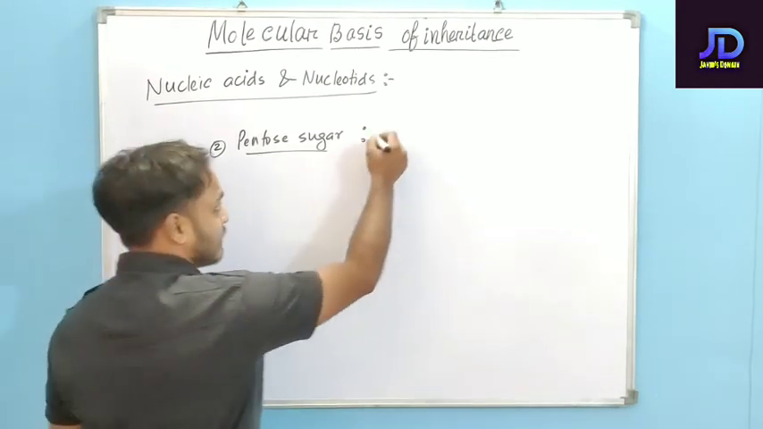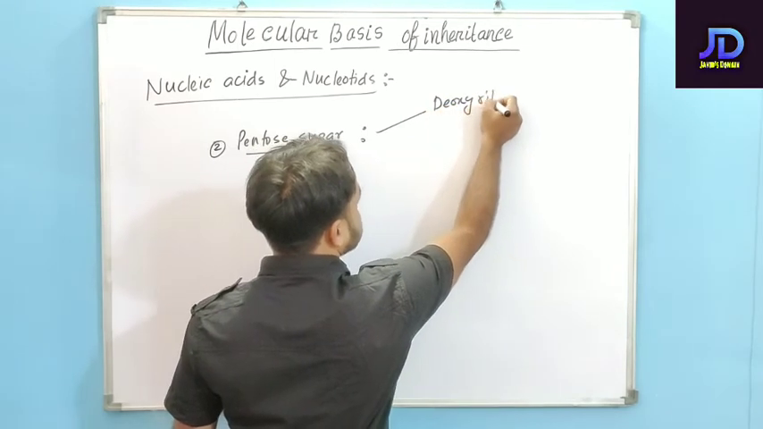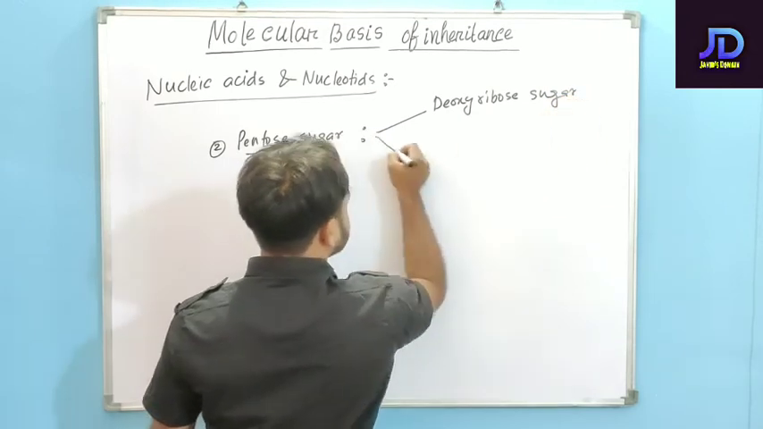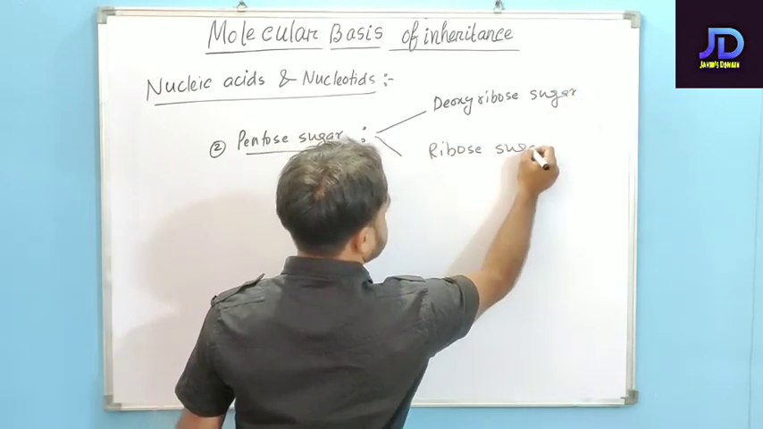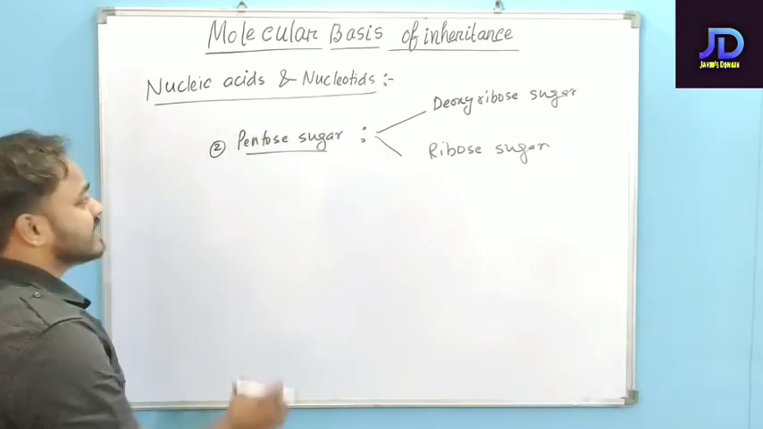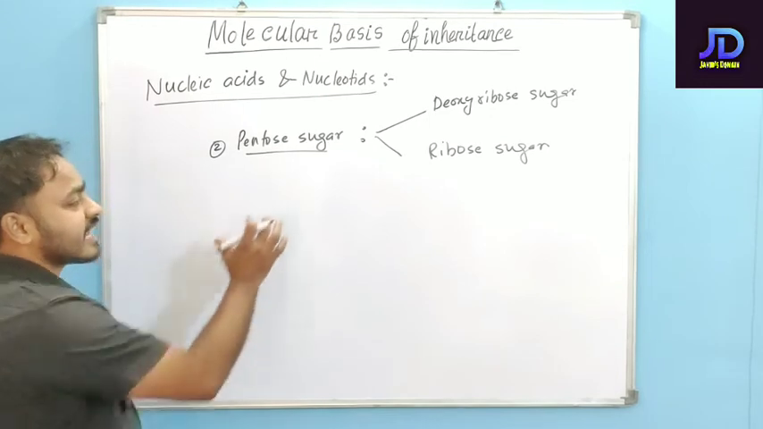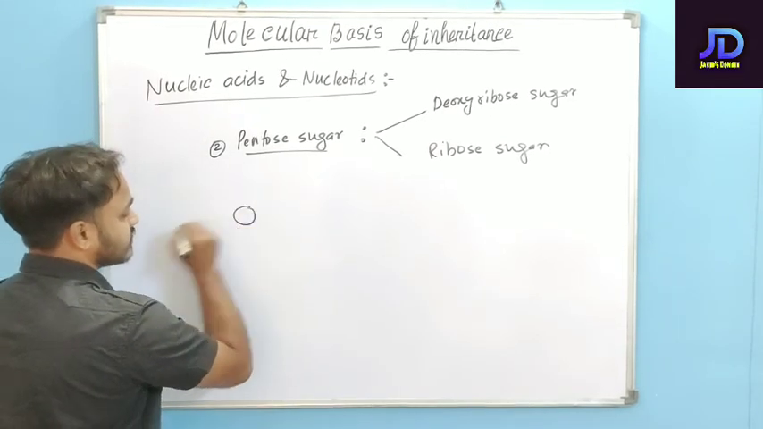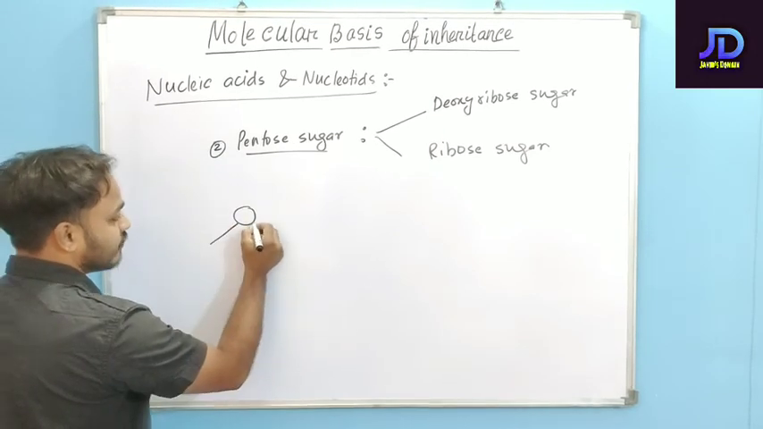So it can be two types: deoxyribose sugar and ribose sugar. This basically is a cyclic ring. It is cyclic. Now how does it look? It looks like this. Suppose in pentose sugar, inside the ring there will be 4 carbons.